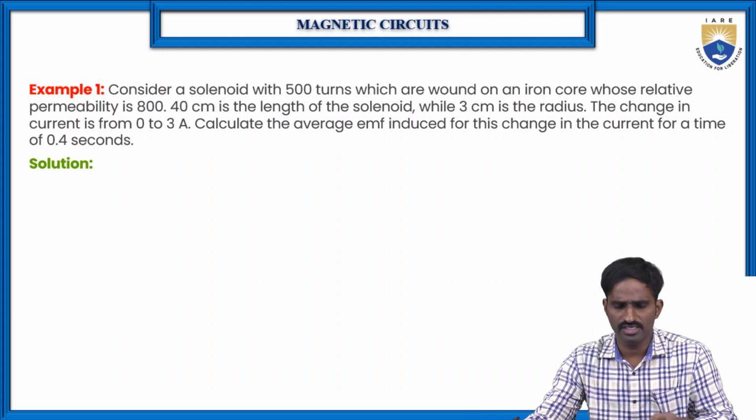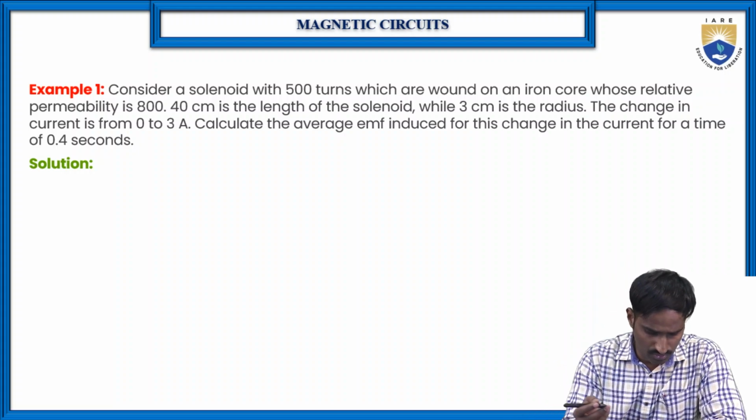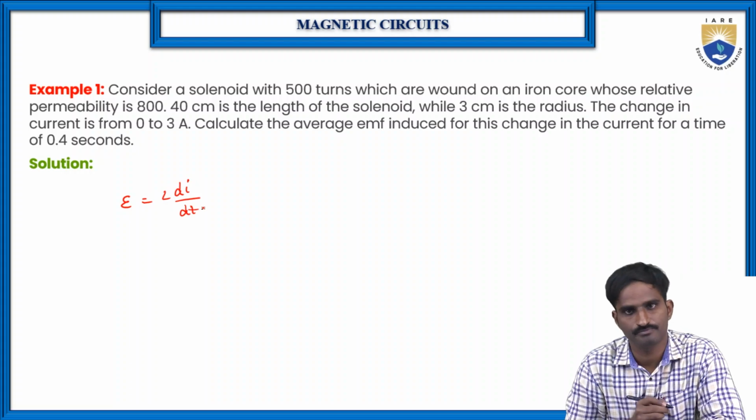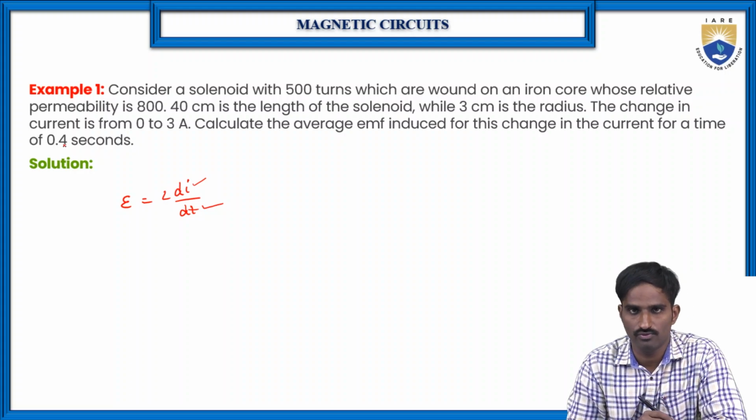Okay, so first let us write what they are asking us to find. The EMF induced in that coil. Here, as we know, the EMF, let us represent with e, which is equal to L into di by dt, right? So here we know the value of di, which is 3 amperes, and we know the value of dt also, which is 0.4 seconds, but we don't know the value of L, right?